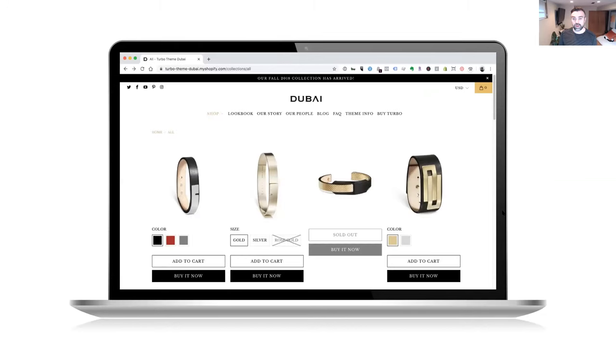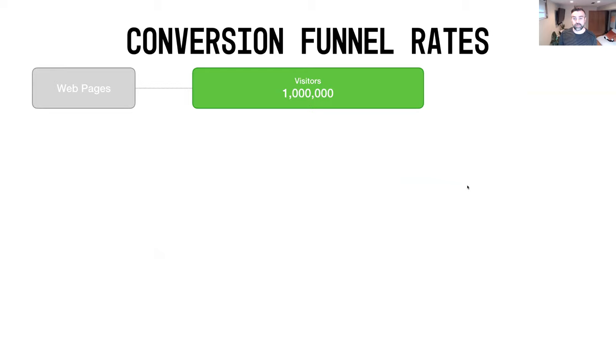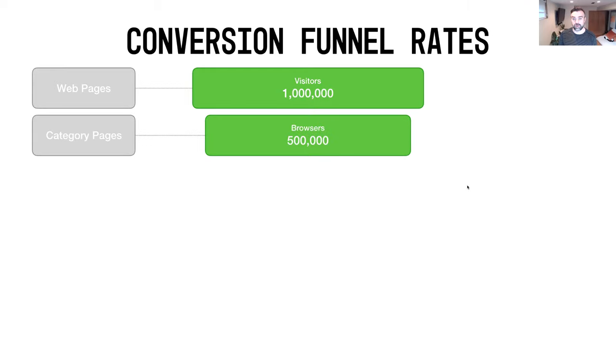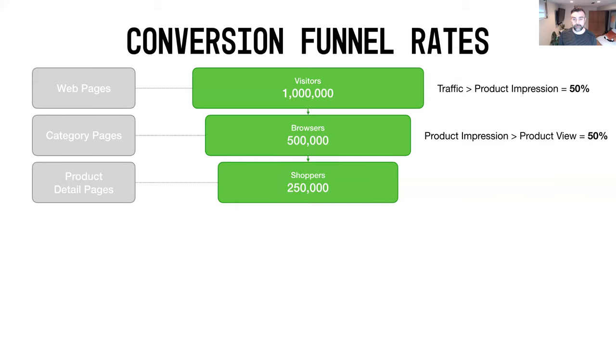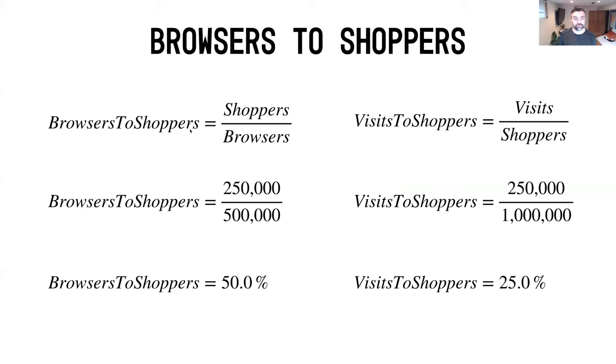So what we're going to look at today is the math behind how to calculate your own conversion rate from browser to shopper, and then from shopper, previously, all the way to visitors. On the left-hand side, what we're showcasing here is your shoppers to browsers conversion rate, which is pretty simple math. You're looking at 250,000 shoppers over 500,000 browsers, which nets you a 50% conversion rate.